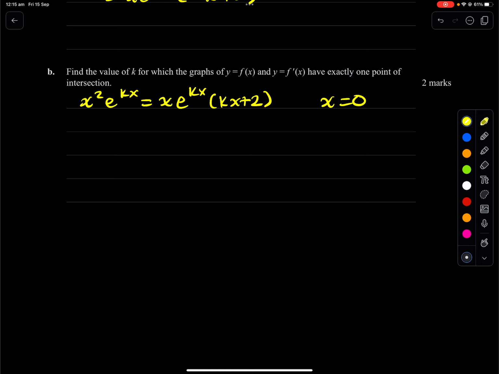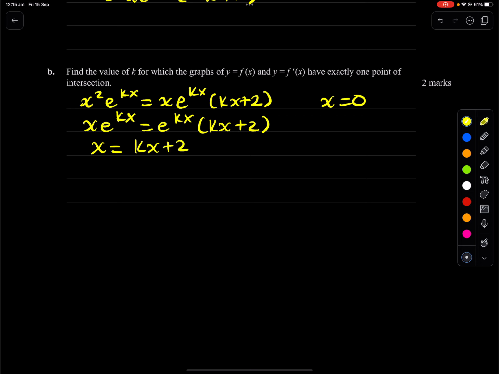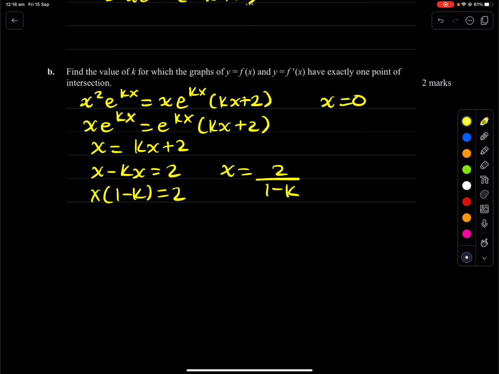So what we want to do now is, if we take that x out, it'll be x e^(kx) equals e^(kx)(kx plus 2). That e^(kx) can get out too. Let's solve for x. So it'll be x minus kx equals 2, x times (1 minus k) equals 2. So x is 2 over (1 minus k). Now, because we don't want this solution to exist, what can we do? We don't want a solution to exist because we already have one solution.